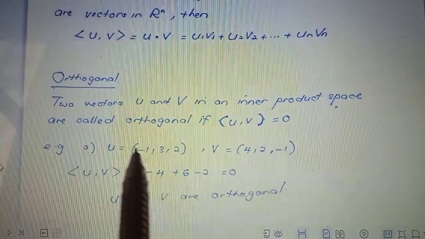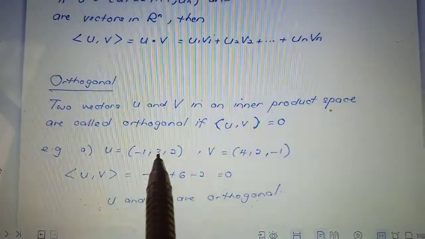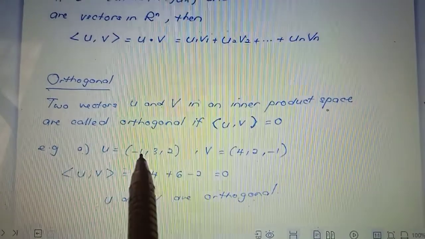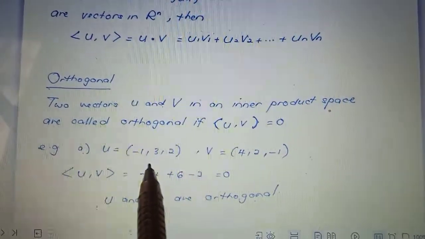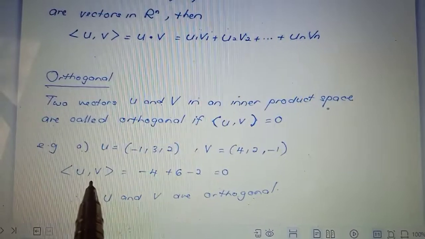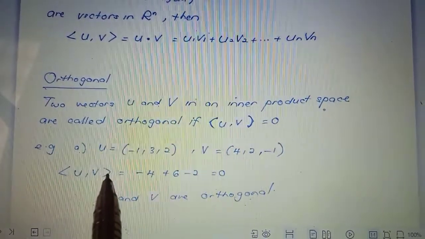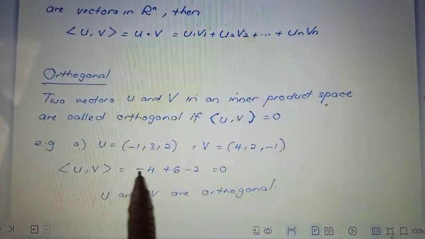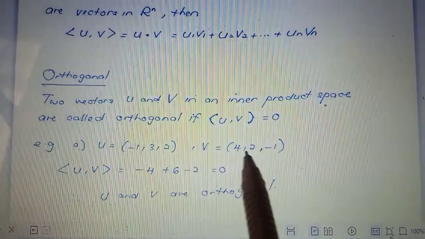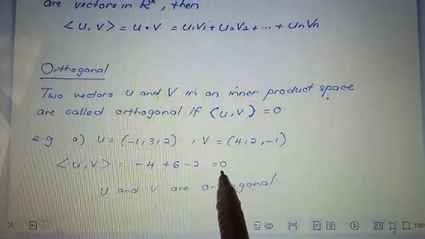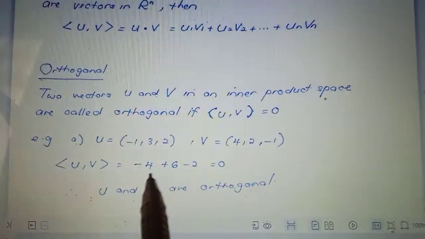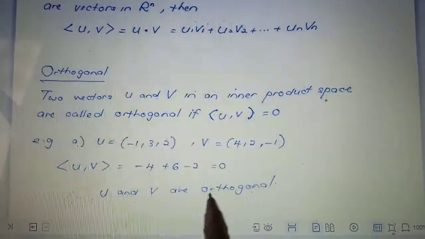Example, let u and v be vectors in 3 dimensions, with 3 components as we have here. If you apply the inner product operation u dot v, the answer we get is 0. Since the result is 0, we can say that u and v are orthogonal.